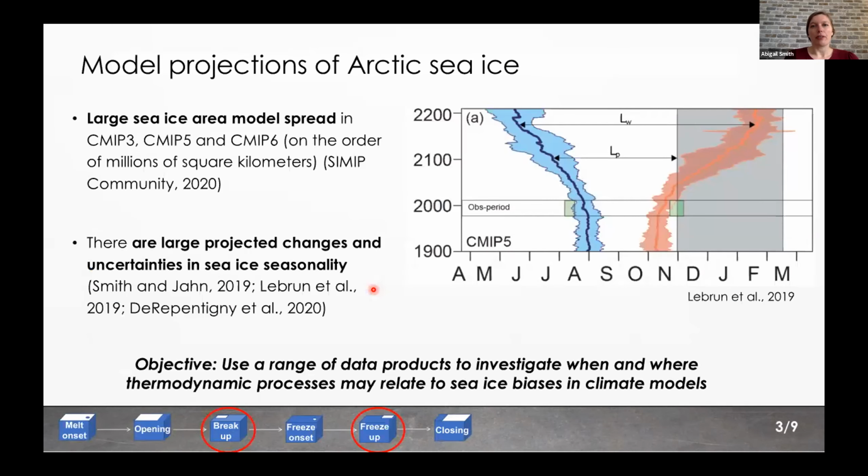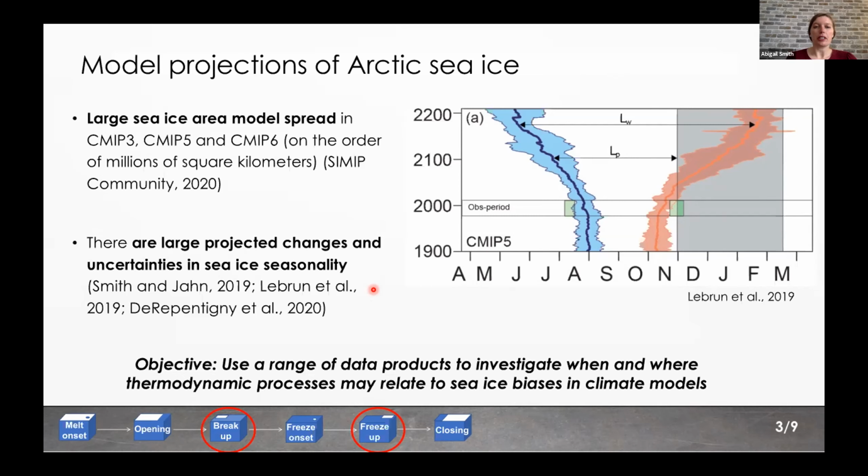So to give a little motivation for why we're interested in model projections of seasonal transitions and to draw on the SIMIP concepts here, I'll start by saying that Alex showed some really relevant slides that demonstrated the large sea ice area spread in the models. So we see this large spread between the models in SIMIP 3, SIMIP 5, and now SIMIP 6. And so the differences between the models is on the order of millions of square kilometers, and the causes of that spread are not well known.